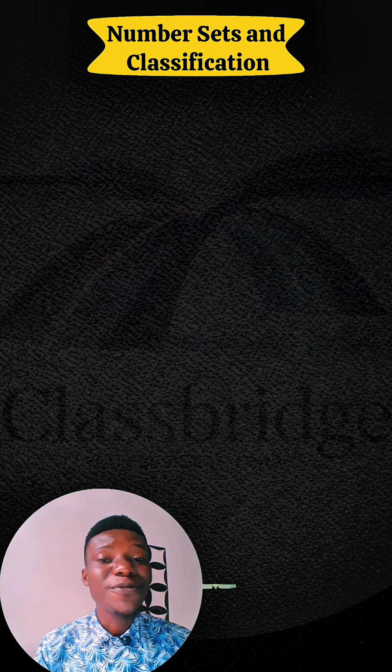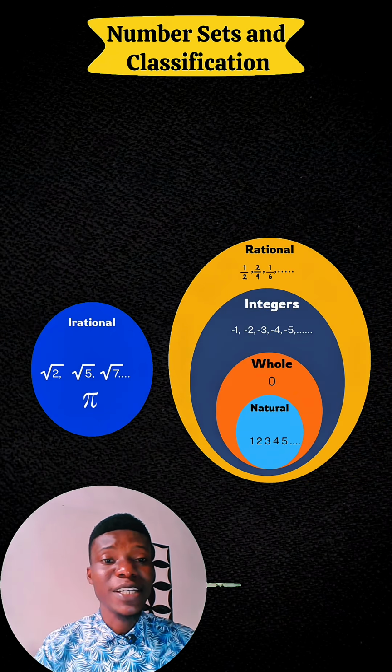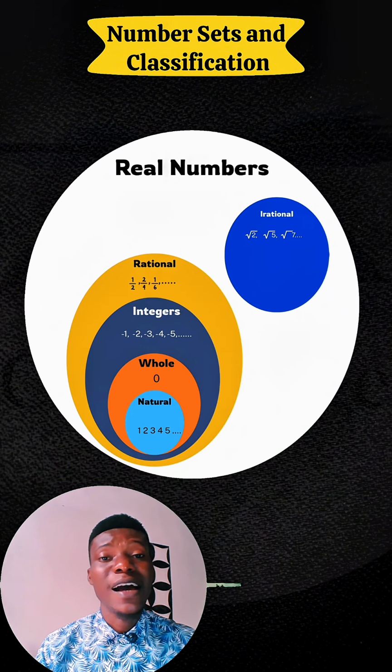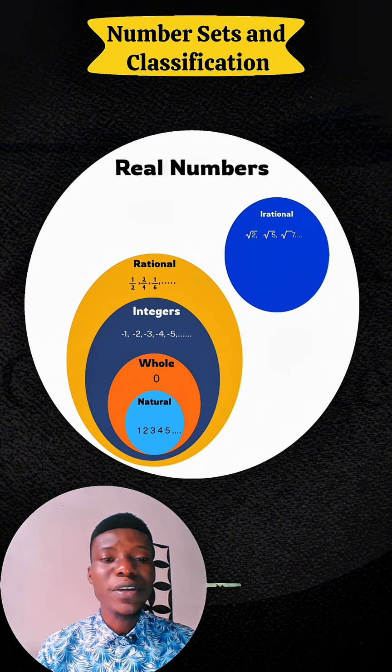So now, if we combine the rational numbers and the irrational numbers together, we get a set that is called the real numbers. The real numbers are formed with a combination of the rational and the irrational numbers. The real numbers include every point on the number line.